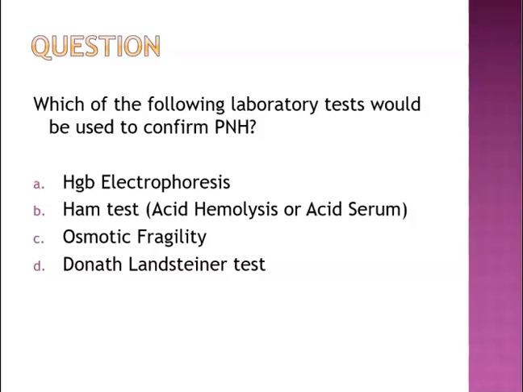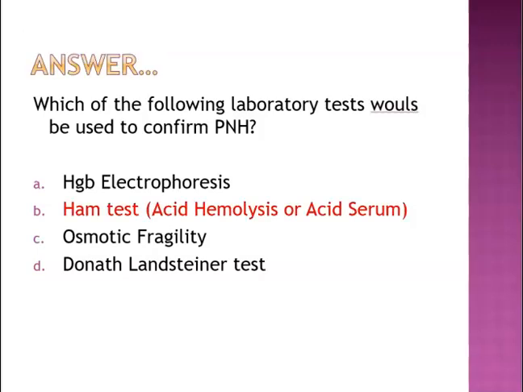Okay, here's another trivia question. Which of the following laboratory tests would be used to confirm PNH? Is it A, hemoglobin electrophoresis, B, the Ham's test, C, osmotic fragility test, or D, the Donath-Landsteiner test? Pause and answer before you move on. The correct answer is B, the Ham's test. It's also known as the acid hemolysis test or the acid serum test.